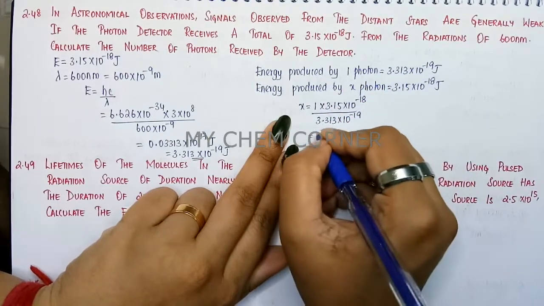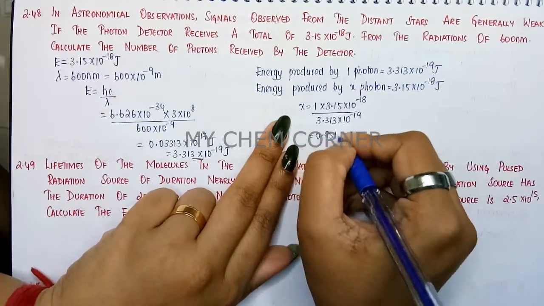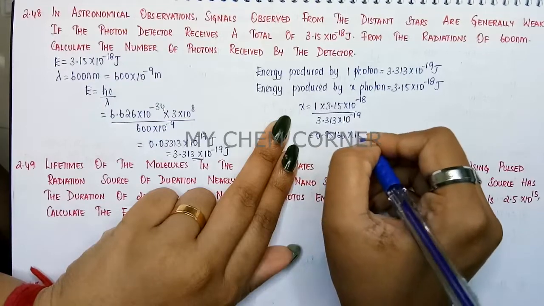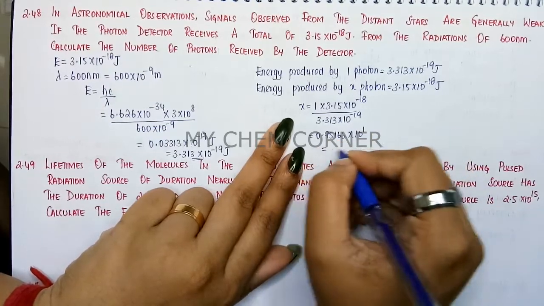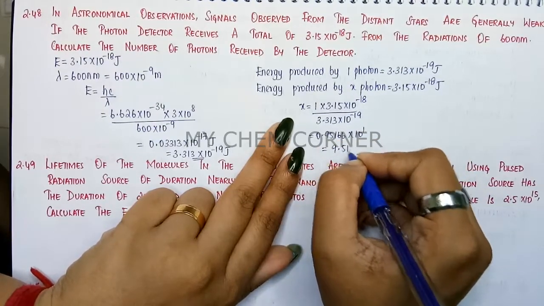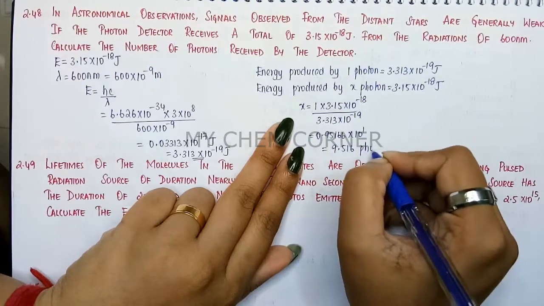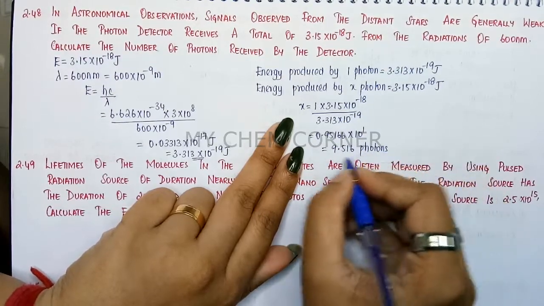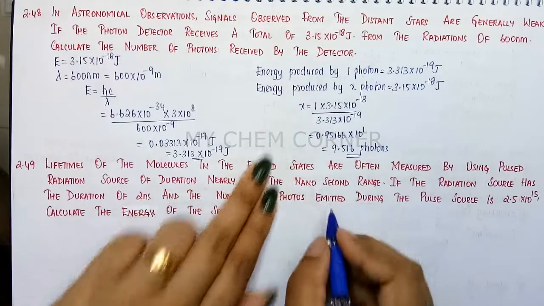Simplify all this, you will get 0.95166 into 10 to the power 1. Shift the decimal, you will get 9.516 photons. So these many photons are required for this much of energy.